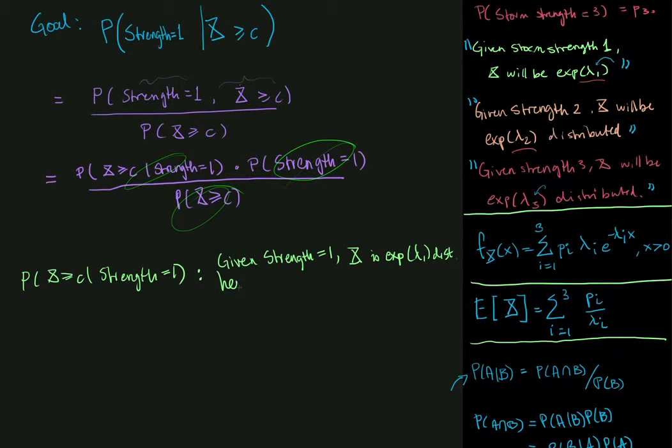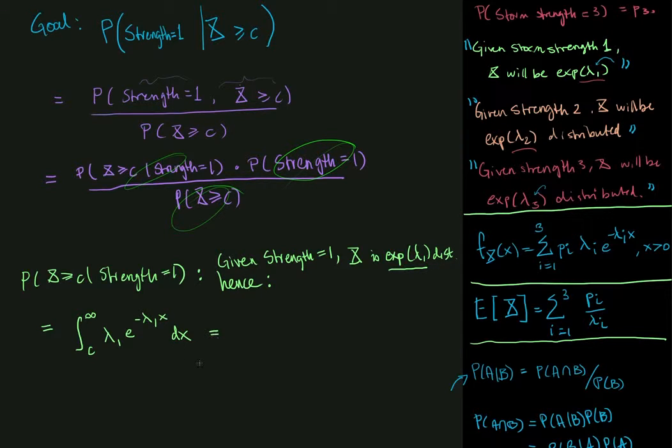So we get that the probability of x being greater than or equal to c, given that strength is equal to 1, is just the integral from c up to infinity of the density of an exponential distribution with parameter lambda 1. And that was lambda 1 multiplied by e to the minus lambda 1 x dx.